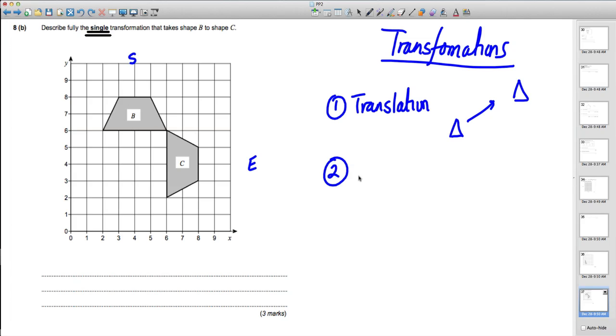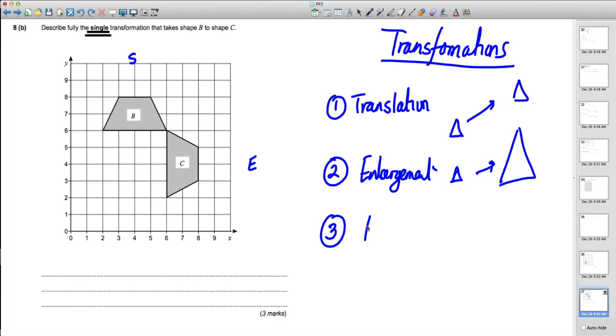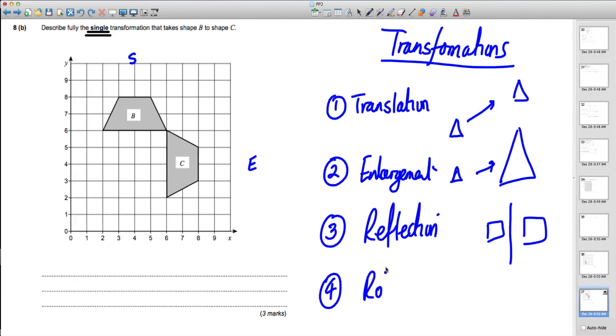The second type is an enlargement, where you make it bigger or smaller. So something like this would go to something like this. It's not that. They're the same size. The next one is a reflection. That's when you have a shape and you reflect it in a mirror line. And the last one is a rotation, and that's some sort of twist. So you have a shape and you twist it around the center point and it would move somewhere over here.